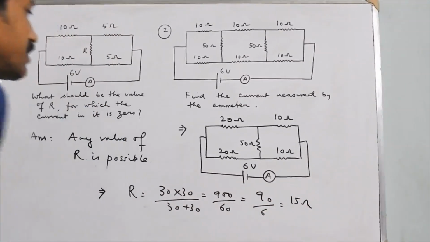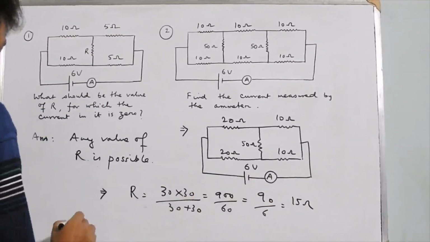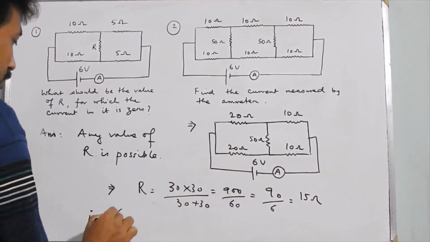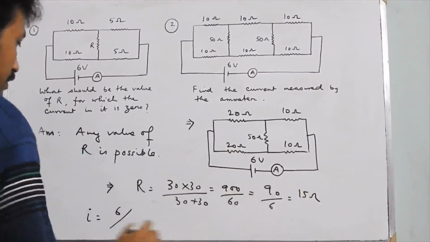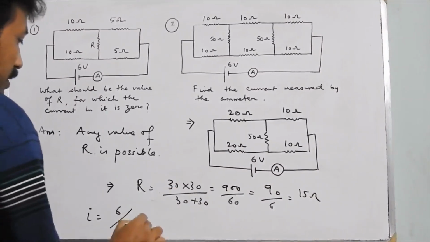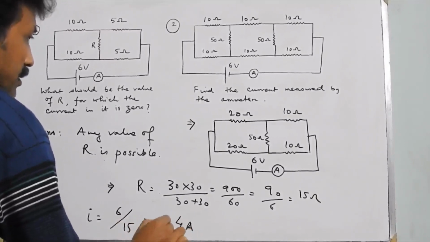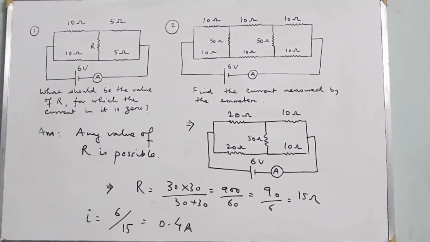So the equivalent resistance is 15 ohm, so the current will be equal to the potential difference 6 upon the resistance, that is 15, and which will give you 0.4 ampere. So the ammeter reading will be 0.4 ampere.